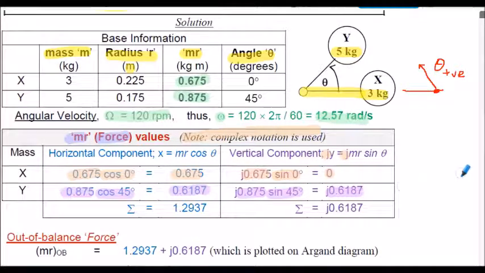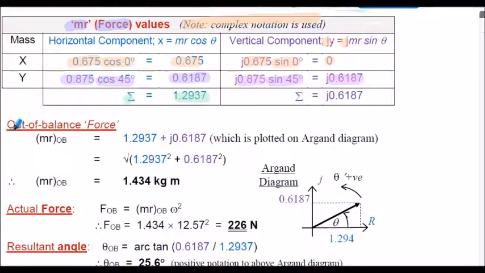All we do is summate the values, add them up, so adding up my out of balance in the horizontal sense, that's due to the horizontal force components, 1.2937, and then doing the same, adding them up for the vertical components, I called them the J components there. So my out of balance force is going to be MROB, and that's from above the table. It's 1.2937 in the horizontal sense, and I add to that my J, 0.6187 in the vertical sense.